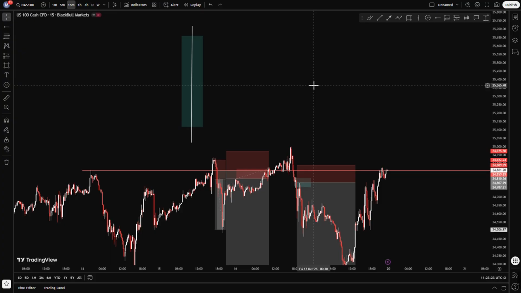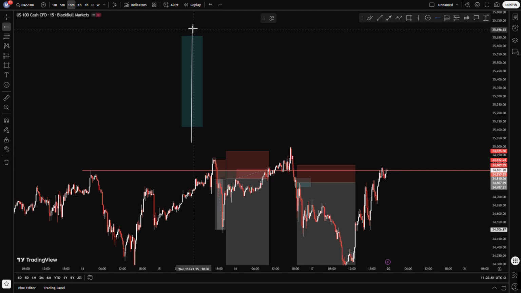So in today's video we are going to focus on the CRT trading model. For those that do not know what CRT is, it is the candle range theory. This is the theory that is based on one single candlestick. Okay, so let's take a look at this candlestick right here.